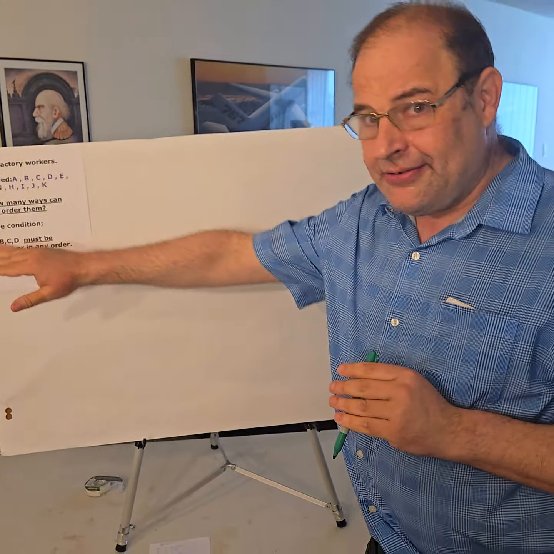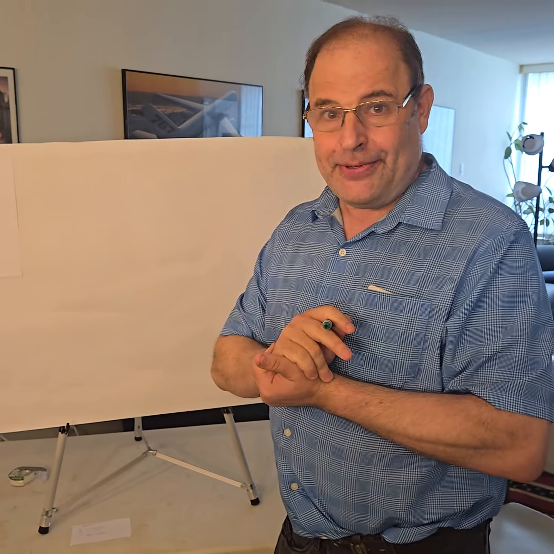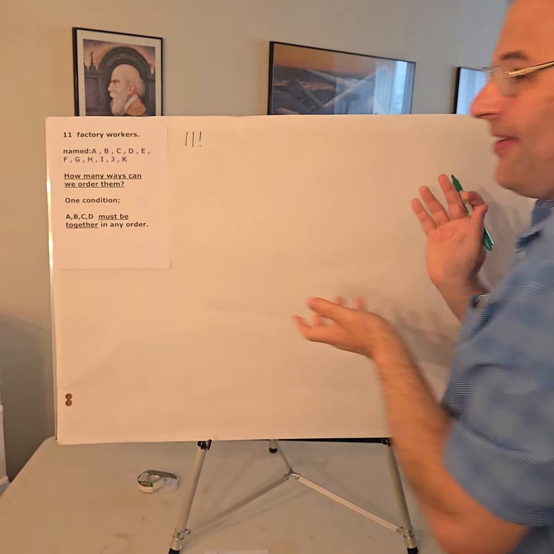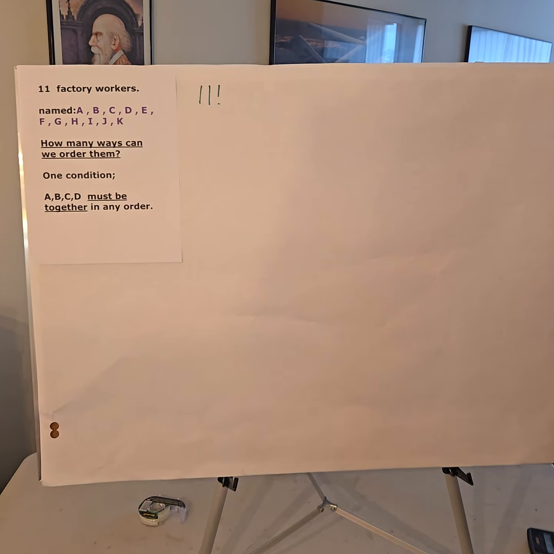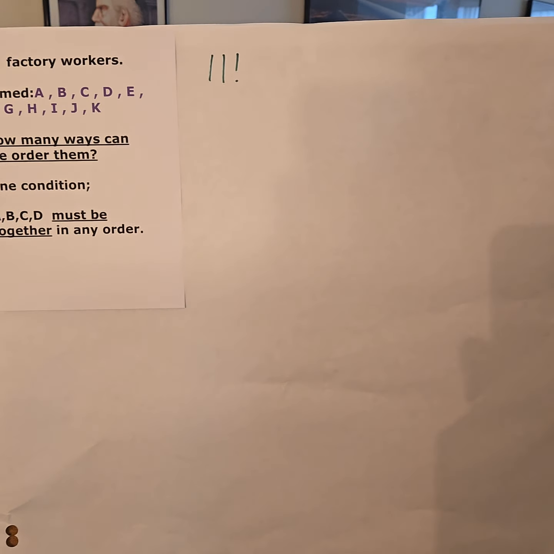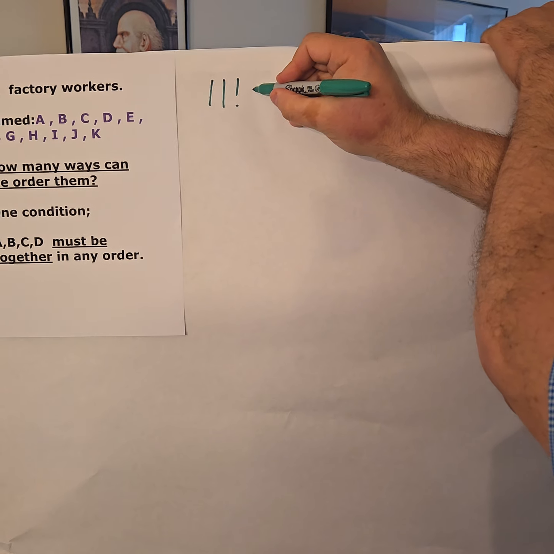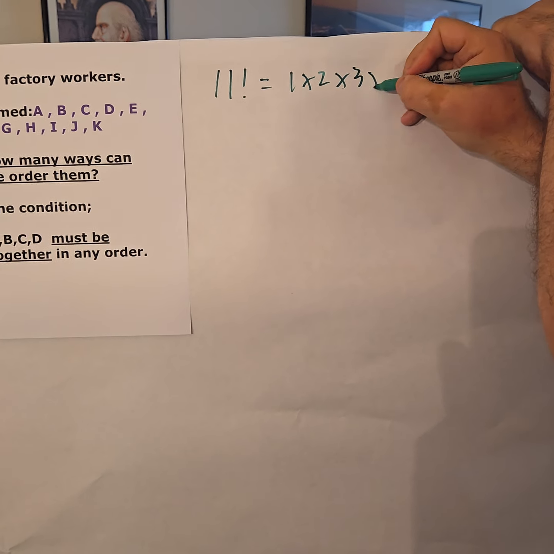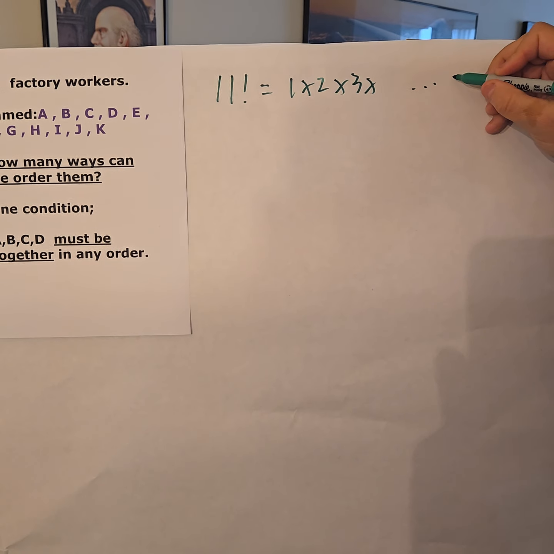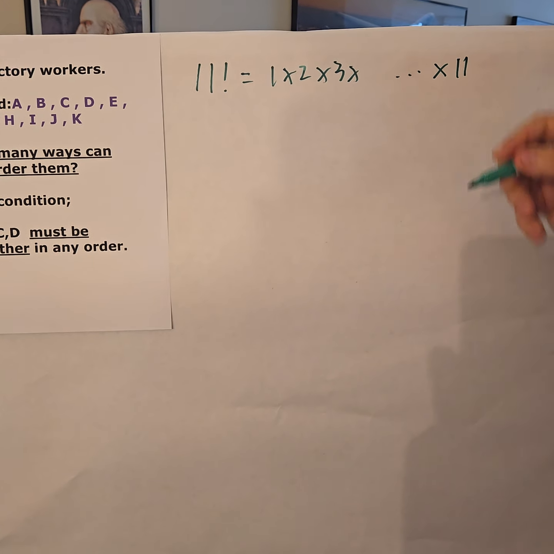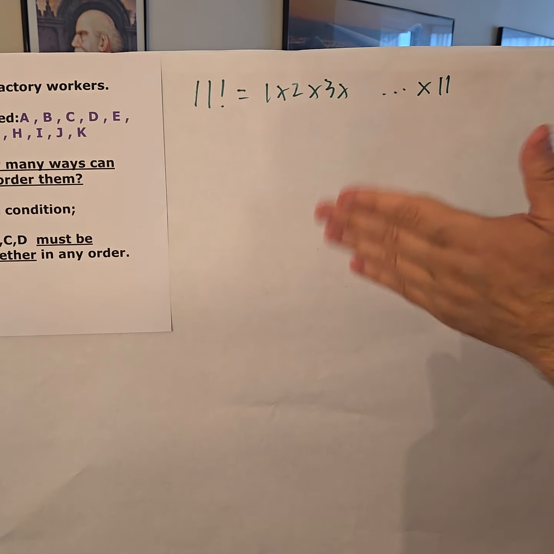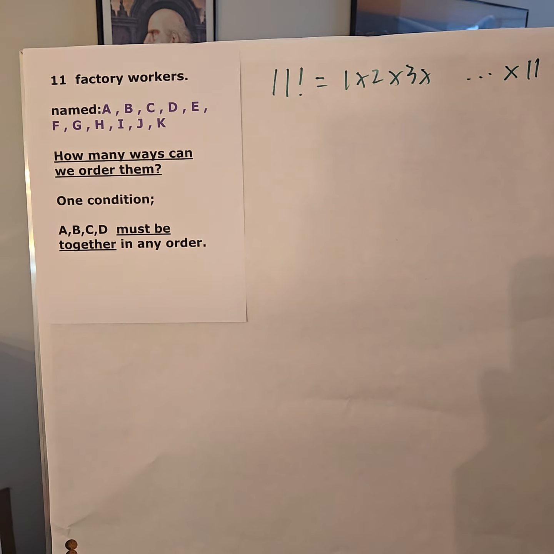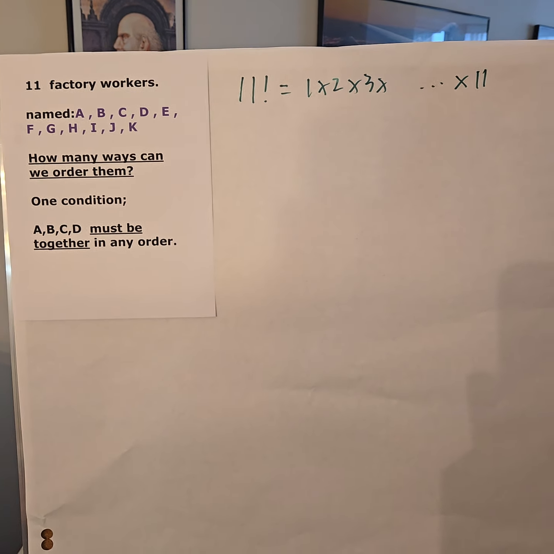Now, without that restriction, straightforward, 11 people. It's simple, it's 11 factorial. I taught that before. That's the number of ways of ordering 11 objects or 11 people, which is 1 times 2 times 3 all the way until times 11. You work that out and that's the number of ways of ordering it. But we have this condition, A, B, C, and D must be together.